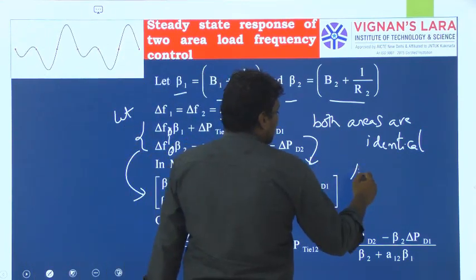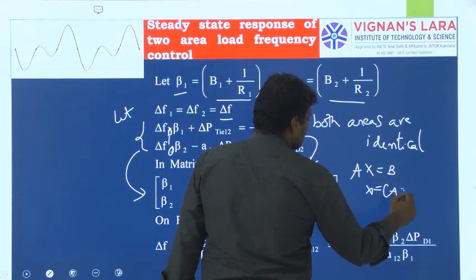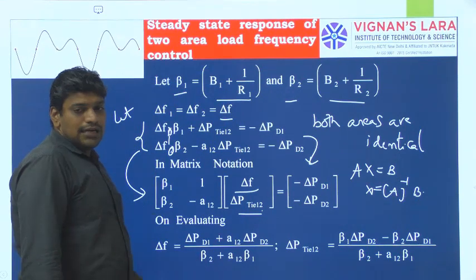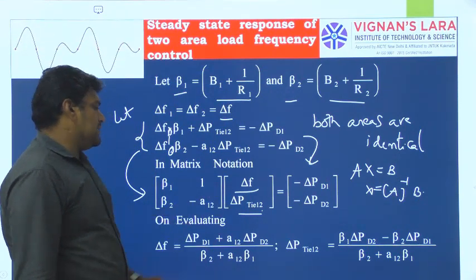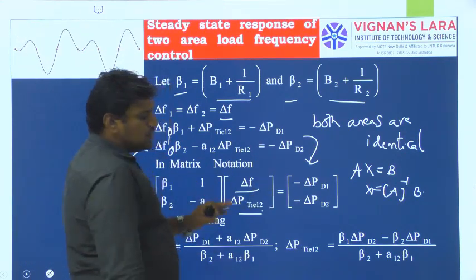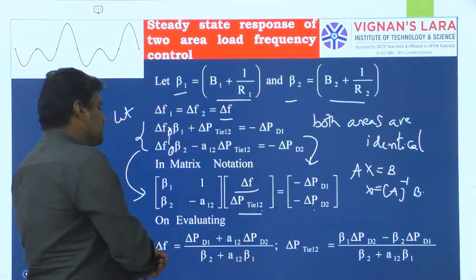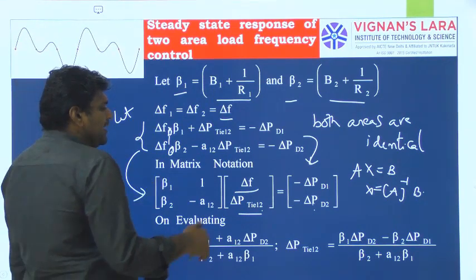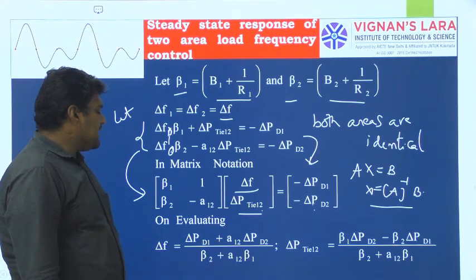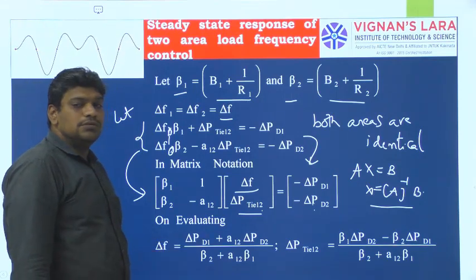So we know A into X is equal to B, X is equal to A inverse into B. So this X is delta F and delta P12. So this is A. Multiplying means take the inverse of this and multiply on both sides with the B matrix. So this is B: minus delta PD1, minus delta PD2. After evaluating with this expression, you can write delta F as delta PD1 plus A12 into delta PD2 divided by beta 2 plus A12 into beta 1.